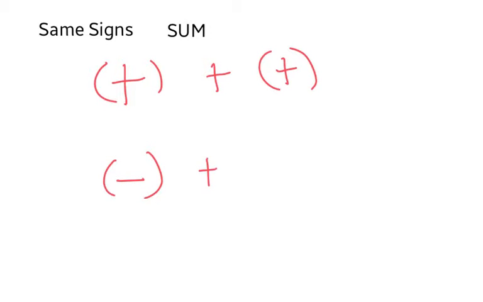When you have same signs and you're finding the sum, that means that your signs are either both positive, okay, so a positive plus a positive, which is nothing new to you. You've been adding positive numbers forever. But when you have a negative plus a negative, well, that's the same idea, same signs. They're both negative numbers.